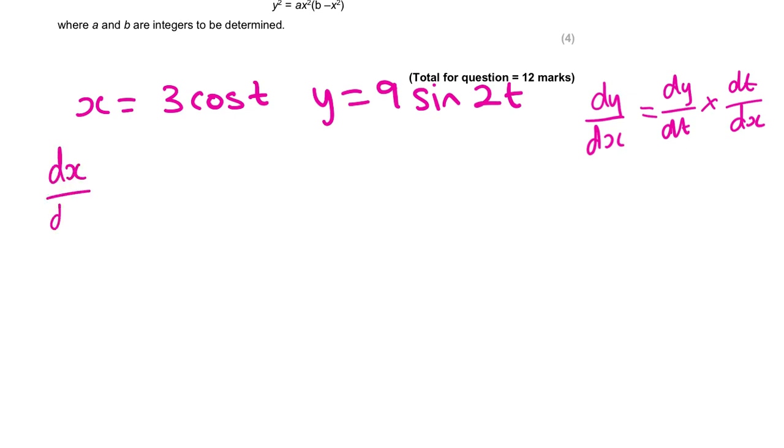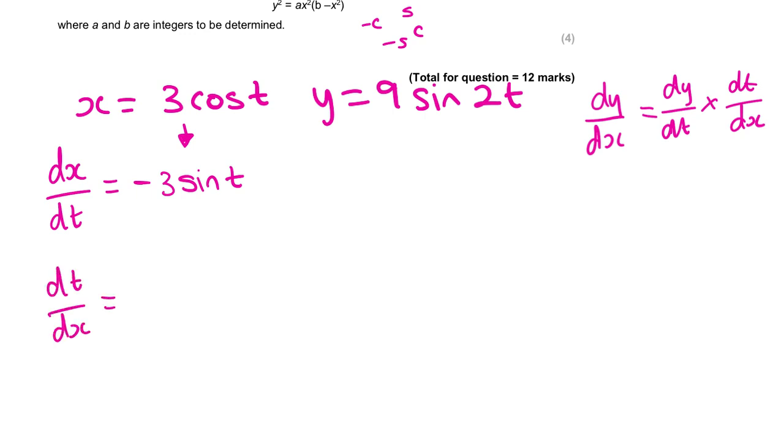So dx by dt is 3 cos t differentiated. Remember, it's sine, cos, minus sine, minus cos. So cos differentiates to minus sine. So we have minus 3 sine t. That means dt by dx is 1 over minus 3 sine t, which we would just say is minus 1 over 3 sine t.